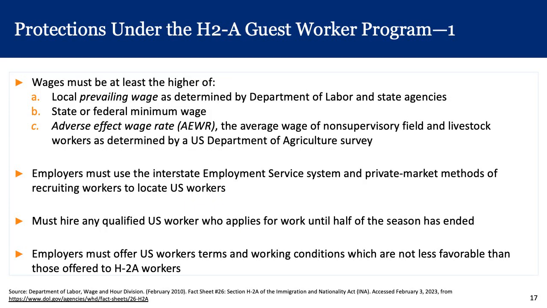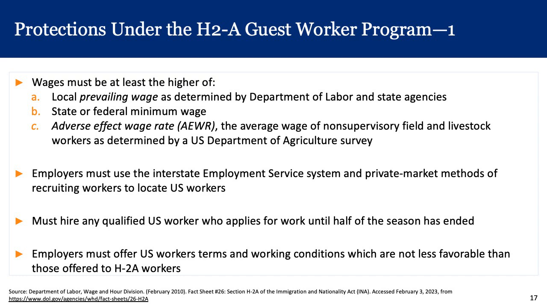So the H-2A program, which is specifically for temporary agricultural work, includes certain longstanding worker protections. These include the fact that wages must be at least the higher of either A, the local prevailing wage as determined by the Department of Labor and state agencies, or B, the state or federal minimum wage, or C, the adverse effect wage rate, which is the average wage of non-supervisory field and livestock workers as determined by the U.S. Department of Agriculture survey.